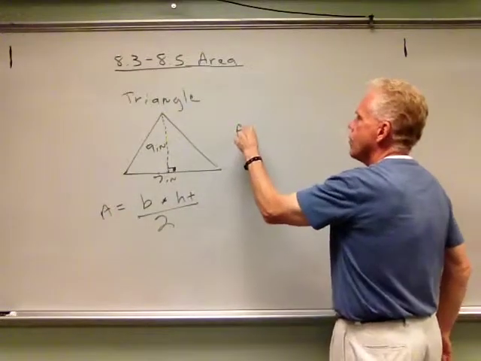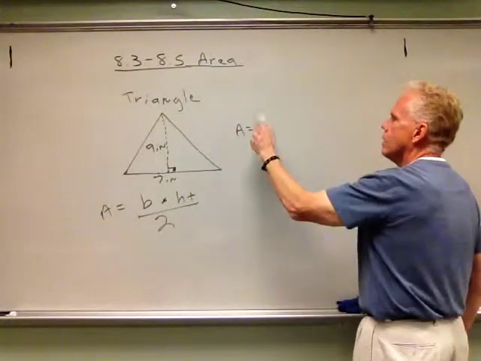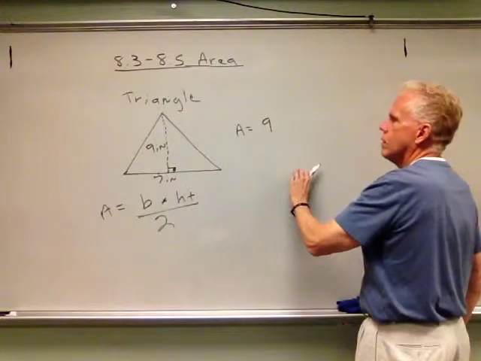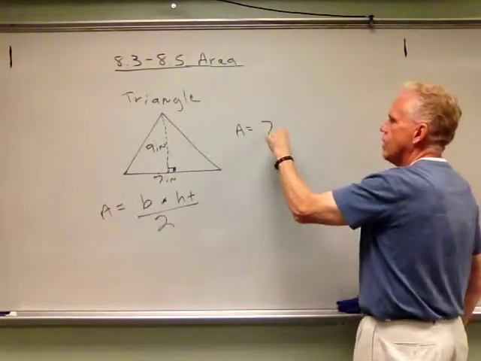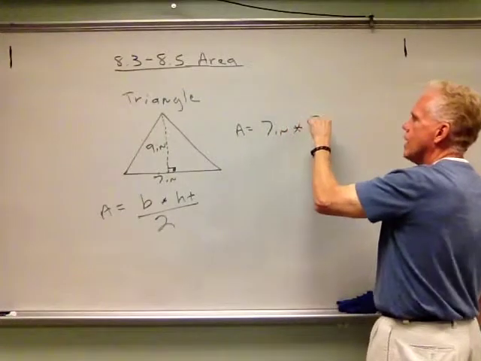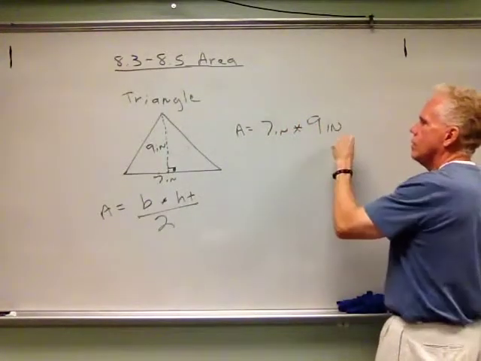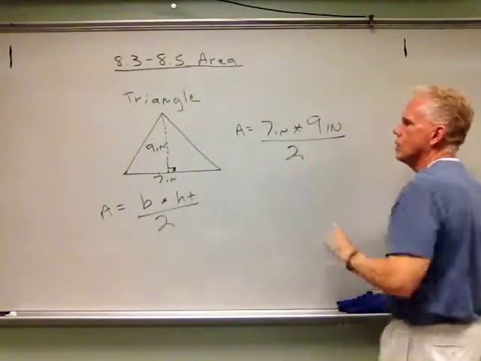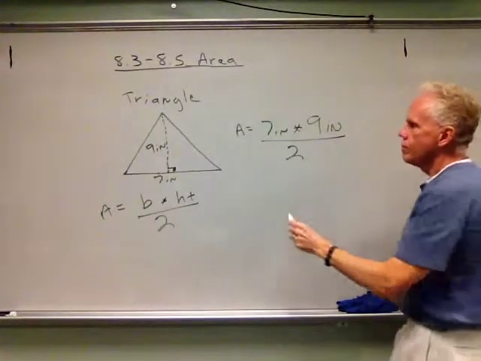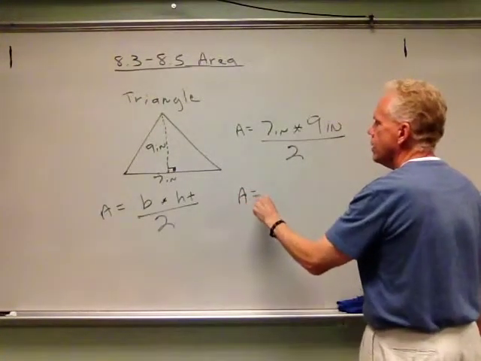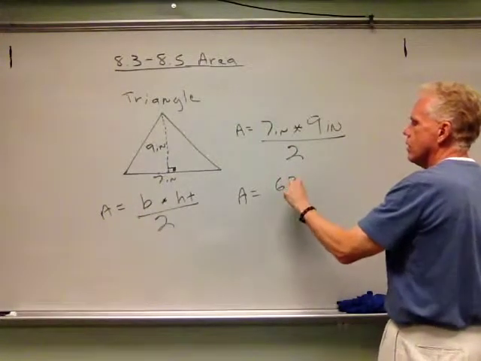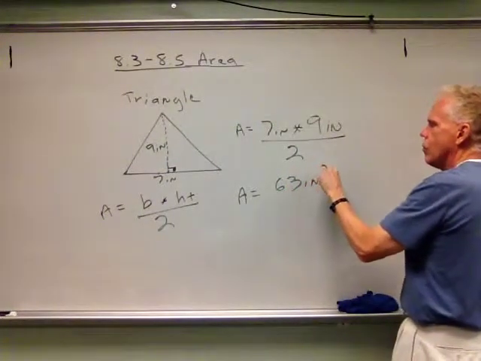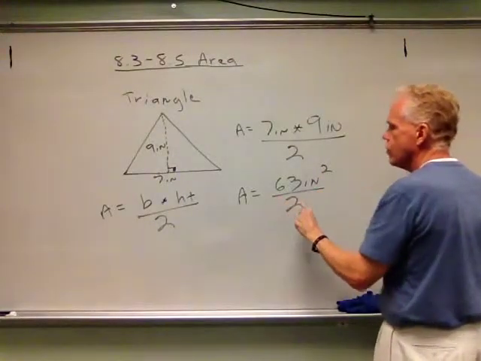Well, the area of that triangle is going to be 9. Well, let's do the base first. Let's stay right in the order of the formula. Base, 7 inches times 9 inches divided by 2. Divided by 2. Okay? So the area then is 63 square inches divided by 2.